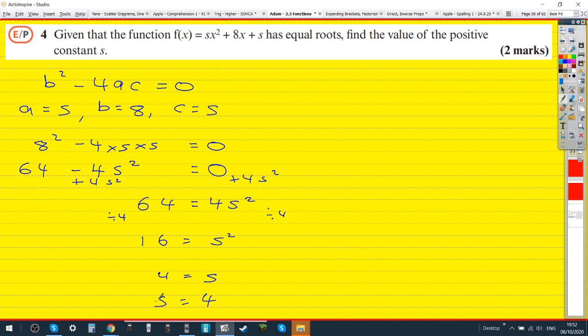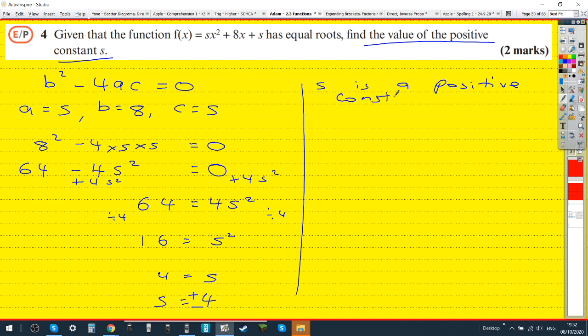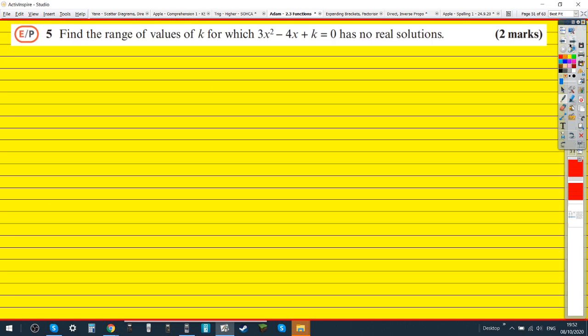Oh, would it be plus or minus? It would be plus or minus. In this case, they said positive constant s. S is a positive constant. Therefore, what is the value of s? 4. Yeah, just the positive 4. S equals 4.